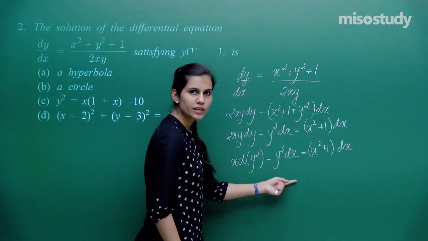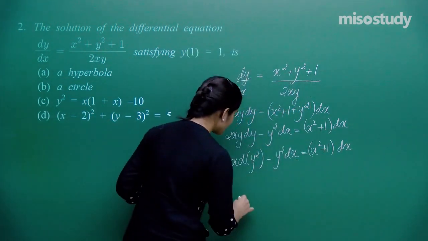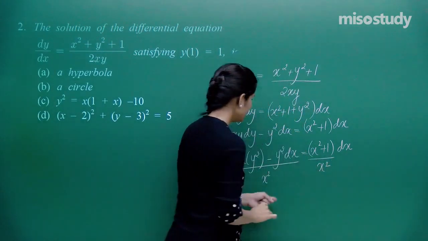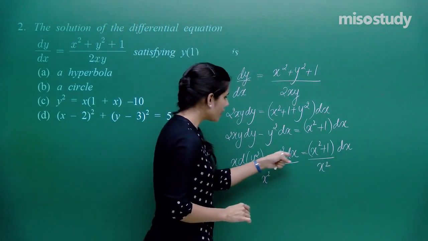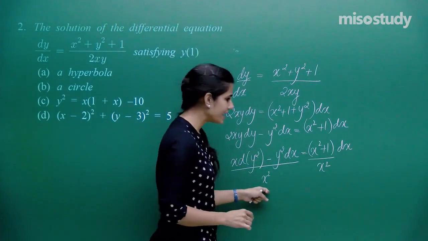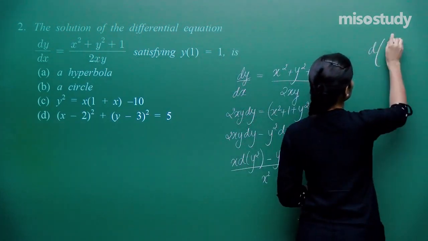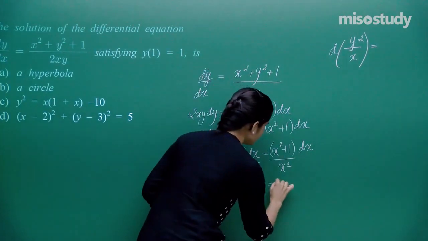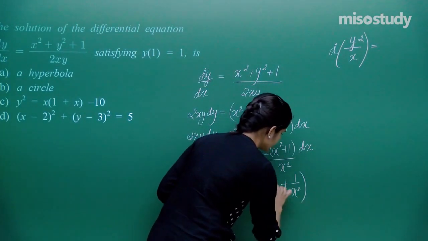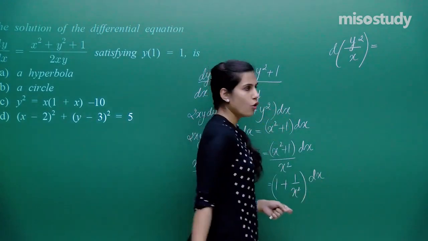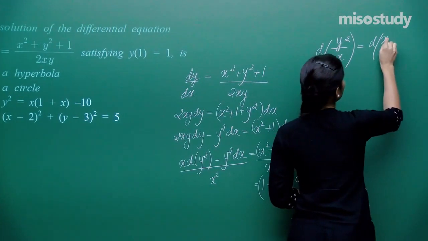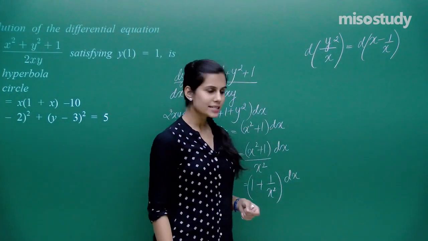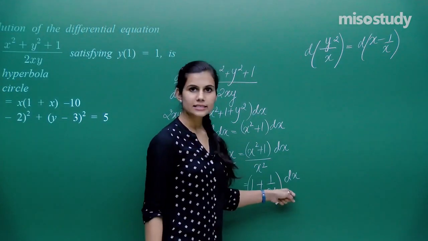I want an x square over here in the denominator. If I divide both sides by x square, I get this upon x square and I get this upon x square. This becomes what? x dy minus y dx whole upon x square is d of y by x. Y is replaced by y square, you get d of y square by x. This is equal to what? 1 plus 1 by x square dx, or I can write it as d of x minus 1 by x, right? d of x minus 1 by x is nothing but 1 plus 1 by x square dx.